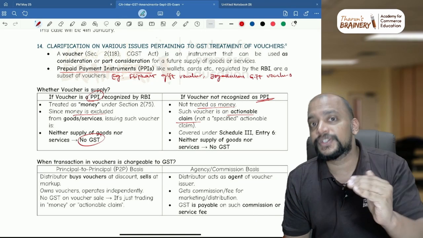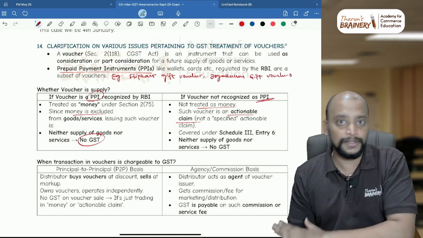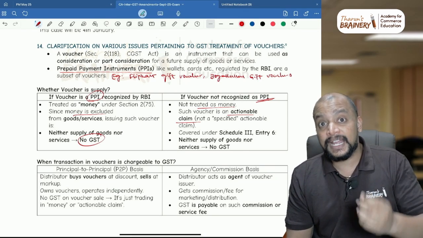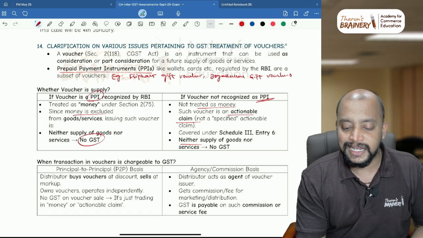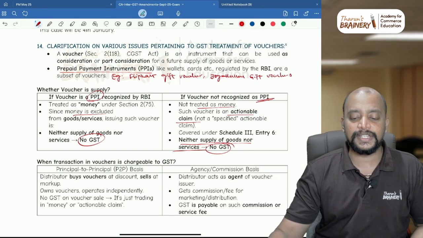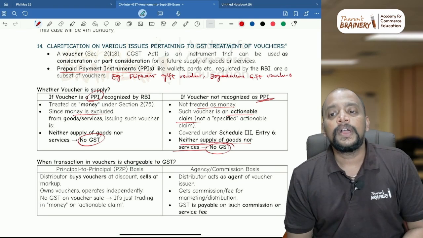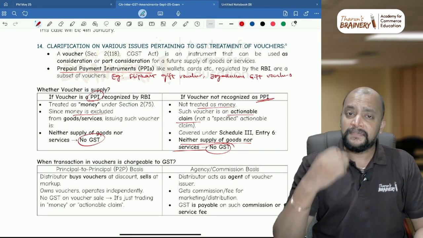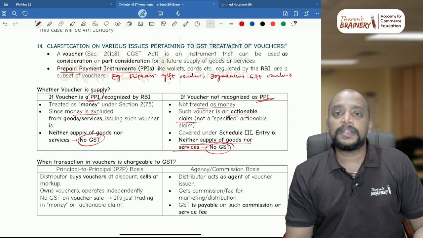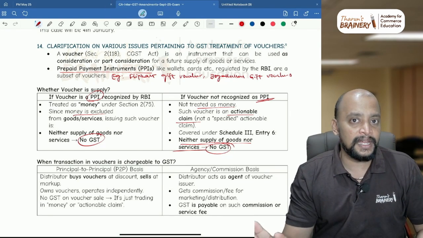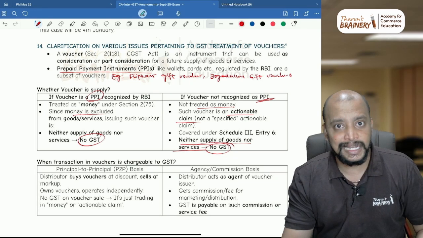Why? Because in exclusion from supply, Section 7 subsection 2 read with Schedule 3, we have actionable claims other than specified actionable claims excluded from supply. Accordingly, it is neither supply of goods nor supply of service, and there is no GST. What is the conclusion we can draw? Whenever we are giving a voucher, it may be a prepaid instrument or not, that voucher is not a supply and will not be chargeable to any GST.